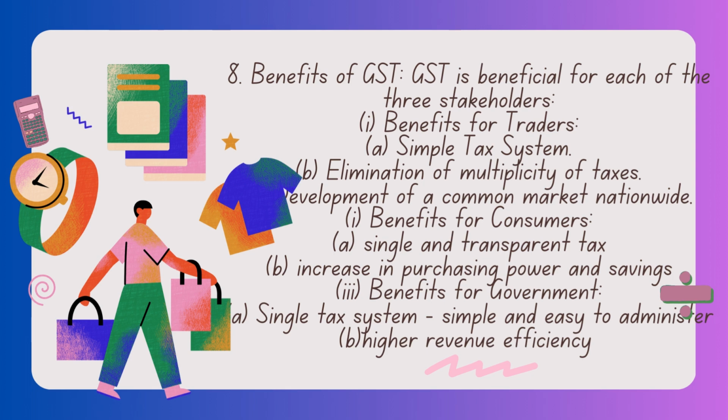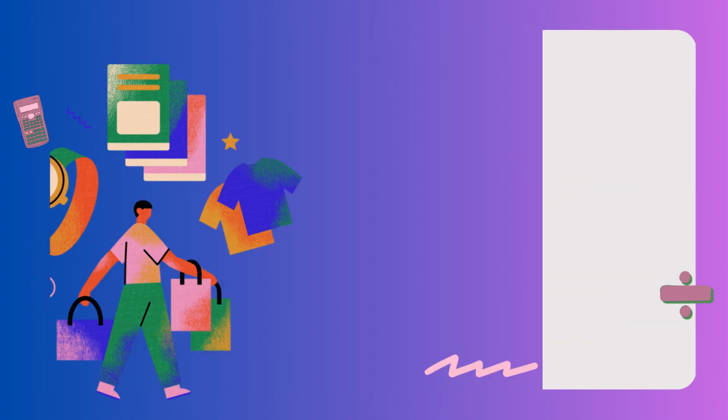Benefits for the government: it's a single tax system which is simple and easy to administer. If there were multiple tax systems, it would have been hard to administer. It has a higher revenue efficiency and better control on leakage and tax evasion. So let's move on to the types of GSTs in India.